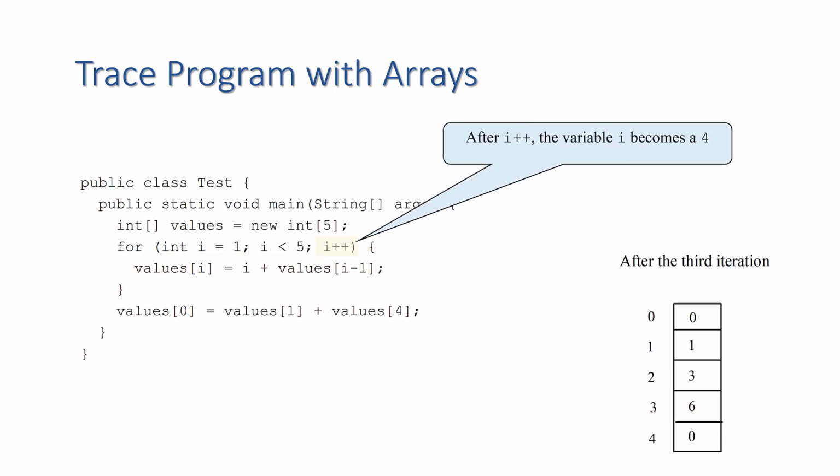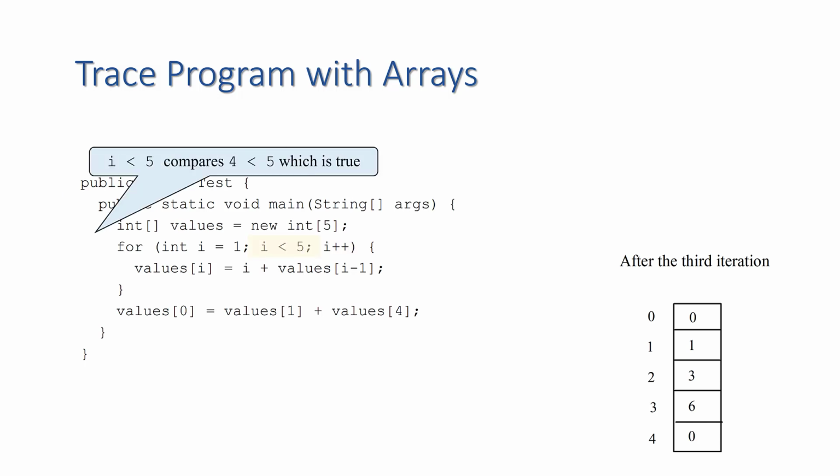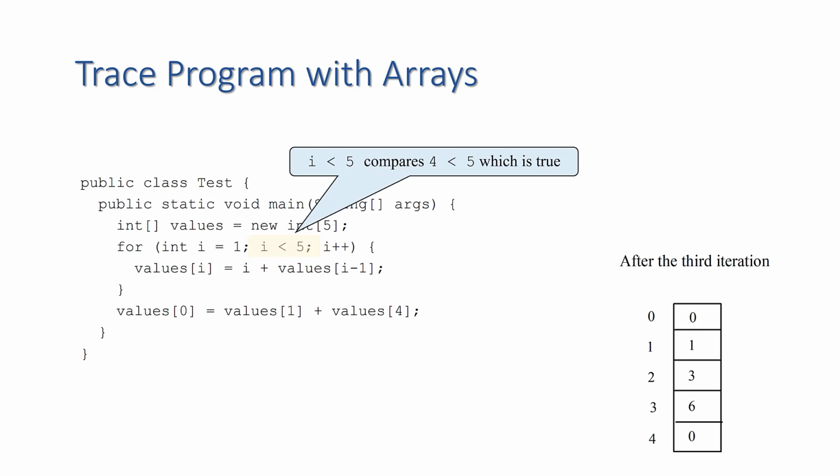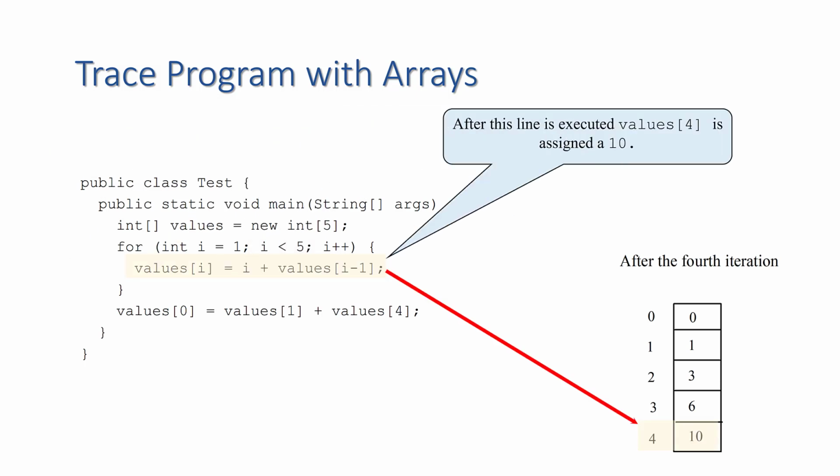At the end of the for loop, the update section is executed, so i gets incremented to a 4. Because 4 less than 5 evaluates to true, control transfers to the body of the for loop. Because i is 4 and value sub i minus 1 is 6, value sub 4 is set to the result of 4 plus 6, so it is assigned a 10.